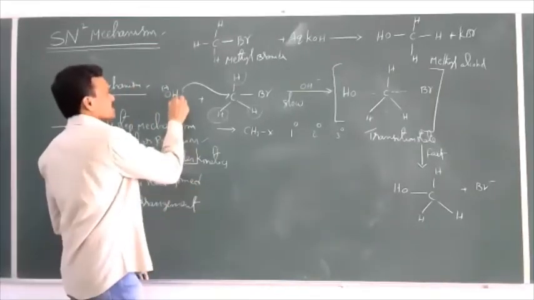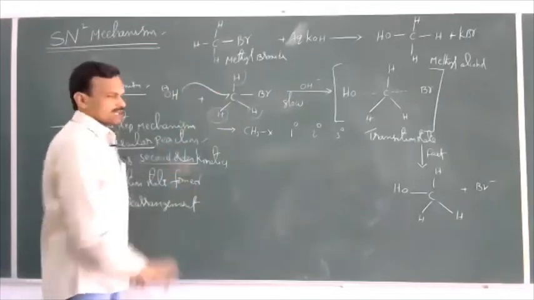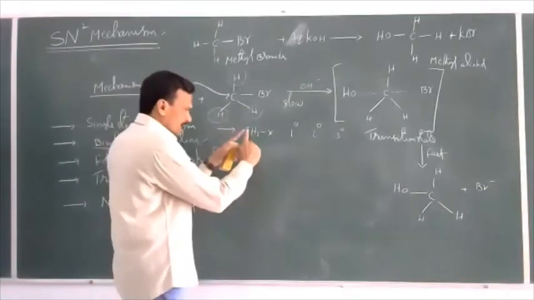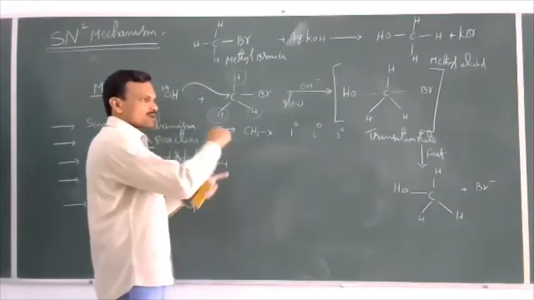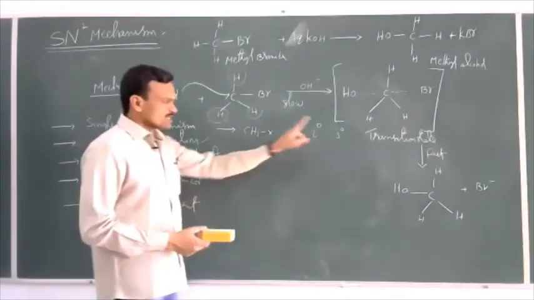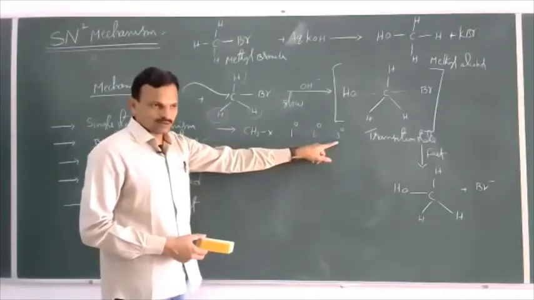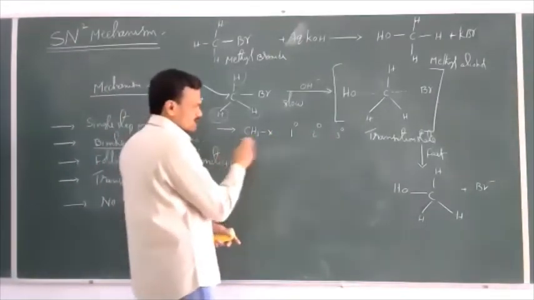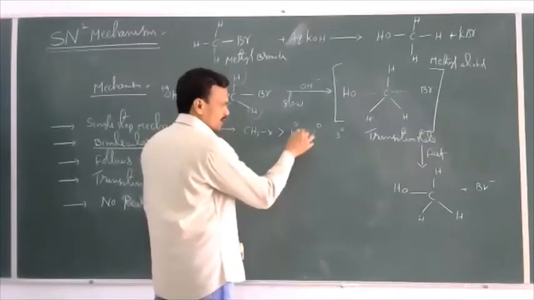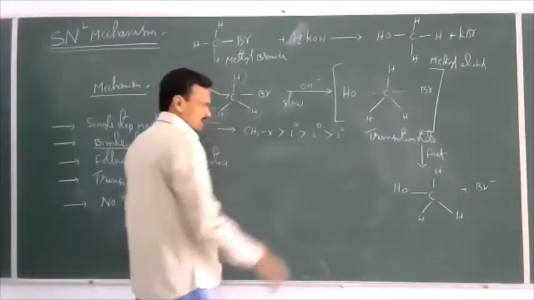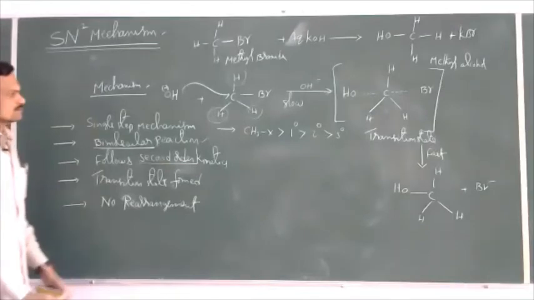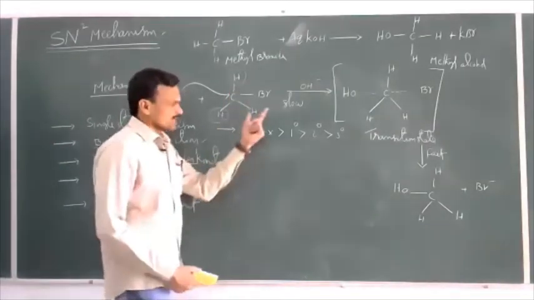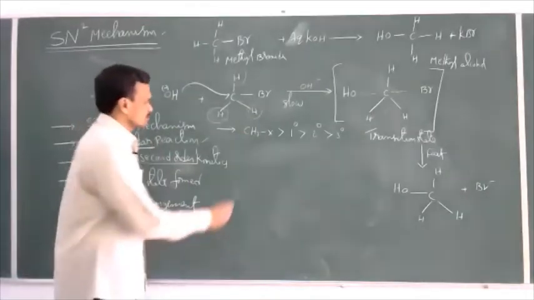If the attack of OH minus becomes difficult, it means the rate of reactivity decreases. So less substituted haloalkanes are more reactive. More substituted haloalkanes are less reactive due to steric hindrance. Now the order of reactivity is methyl halide greater than primary greater than secondary greater than tertiary. So this is the order of reactivity of different haloalkanes for the SN2 reaction.